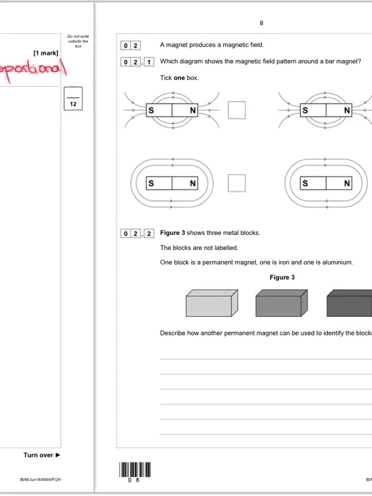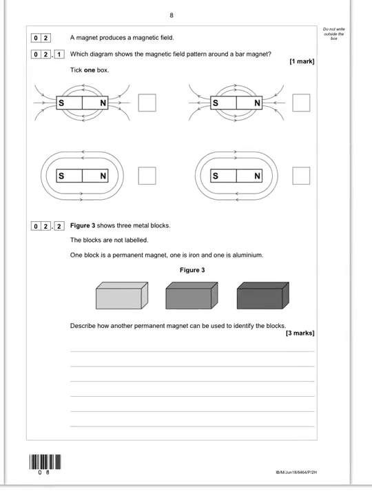So that is question 1. Moving on to question number 2, we're going to look at magnets. So with this question, the first one, a magnet produces a magnetic field. Which diagram shows a magnetic field around a bar magnet?